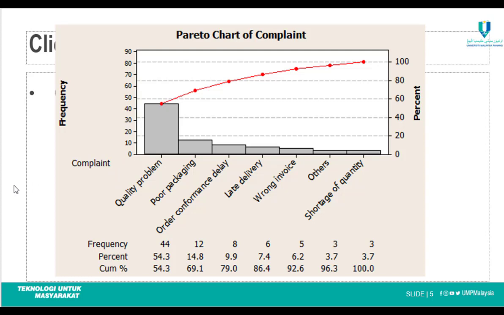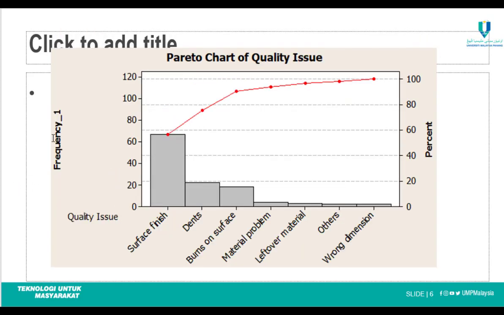So next, regarding the quality issue, we also need to go into detail about what the quality issue here refers to. So again we conducted a survey, and we found out that the surface finish is the largest issue, followed by dents on the component, burn on the surface, material problem, leftover material, and so on. All right, so we will focus on the surface finish issue.